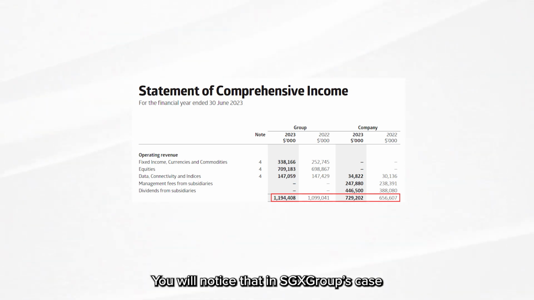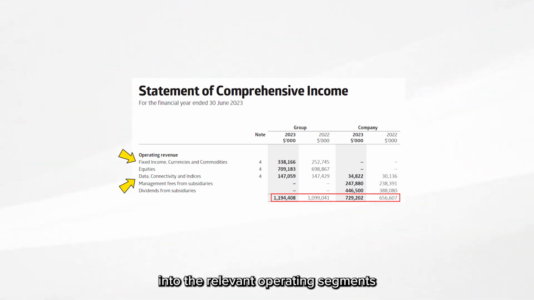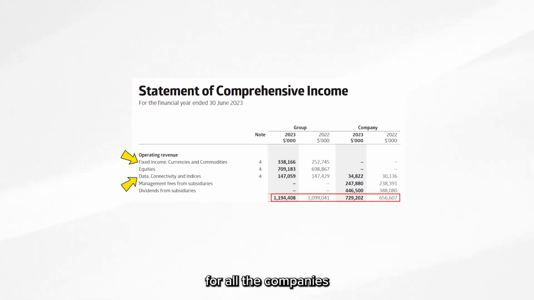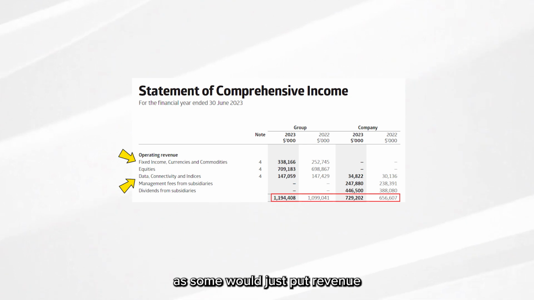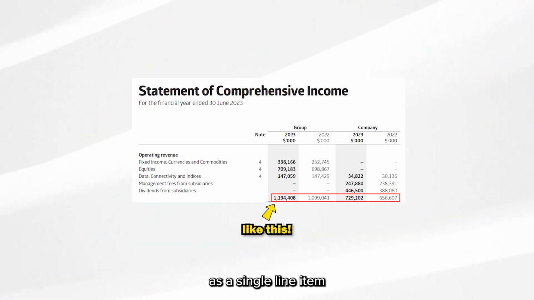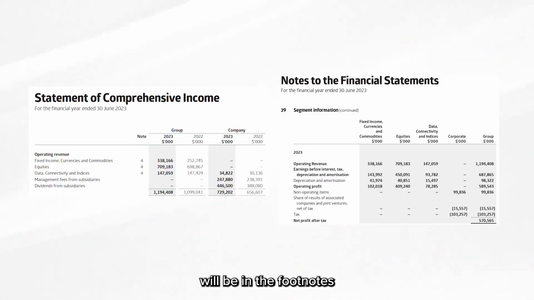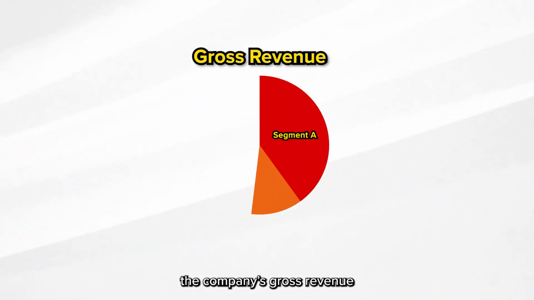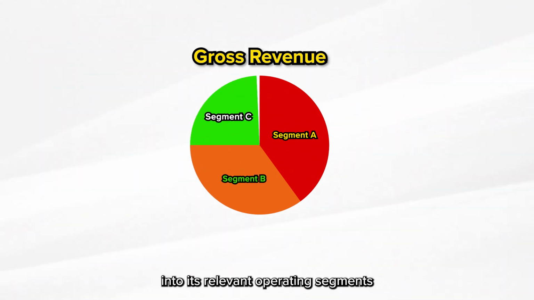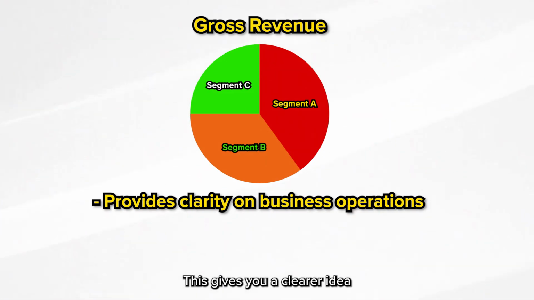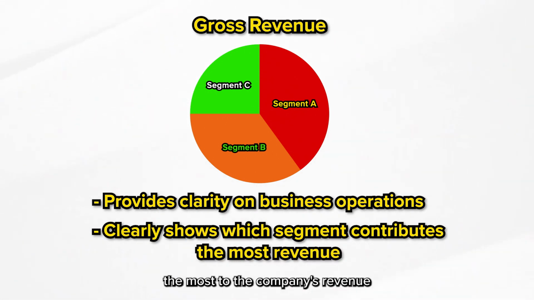You'll notice that in SGX Group's case, they actually broke down the revenue into the relevant operating segments. This may not be the case for all the companies, as some will just put revenue as a single line item, while the individual operating segments would be in the footnotes of the financial statements. It's always good to break down the company's gross revenue into its relevant operating segments. This gives you a clearer idea of the company's business operations and which segment contributes the most to the company's revenue.